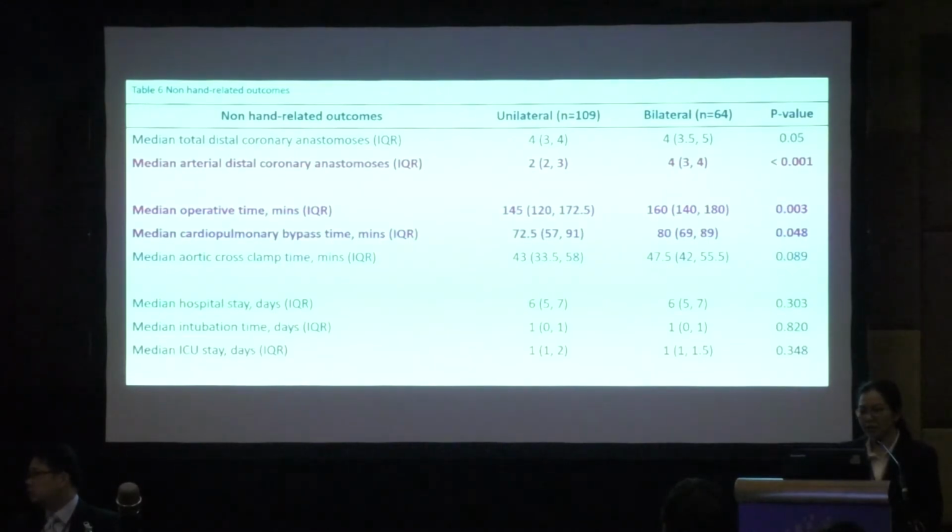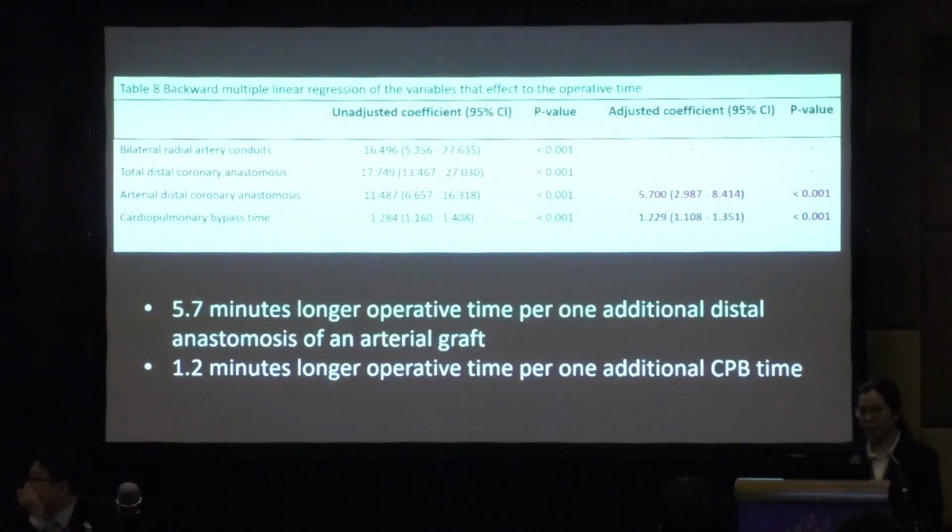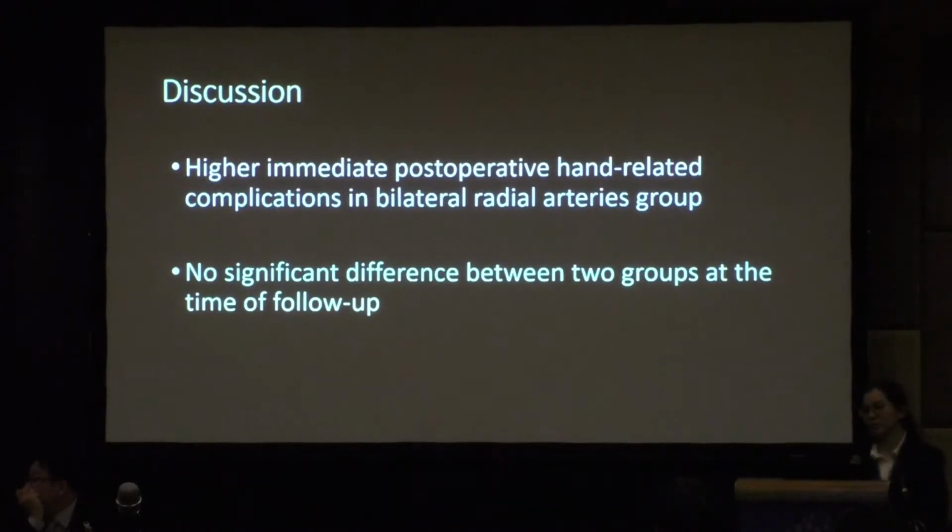However, the median operative time was 160 minutes and cardiopulmonary bypass time was 80 minutes in the bilateral groups, which were also significantly longer than the unilateral group. So the variables related to the operative time were analyzed. After a backward multiple linear regression model was performed, it showed the variables that were significantly related to operative time were only the number of arterial distal coronary anastomoses and cardiopulmonary bypass time. So we make a discussion.